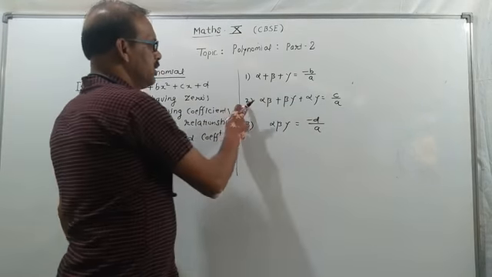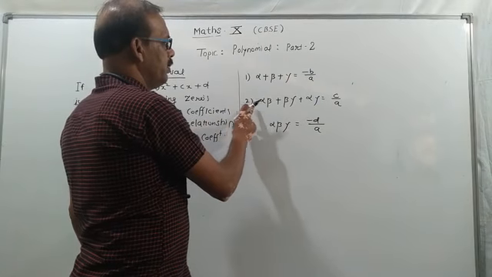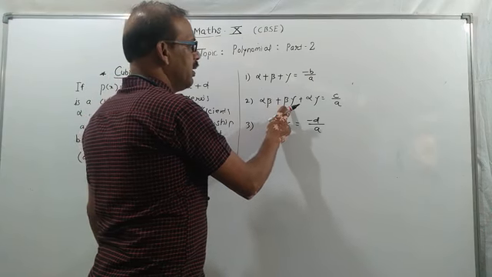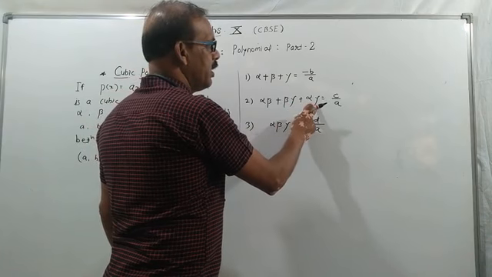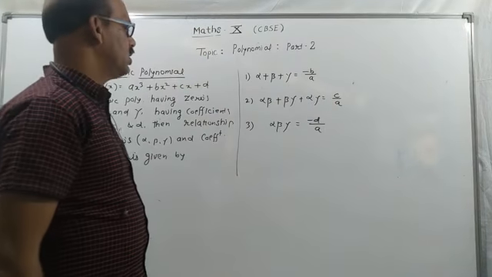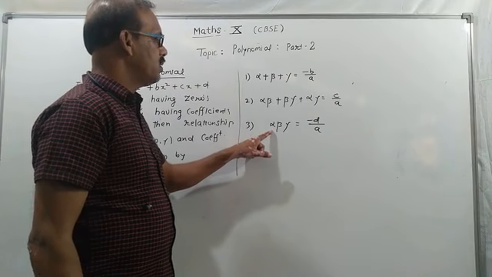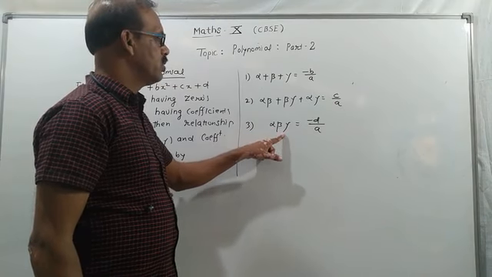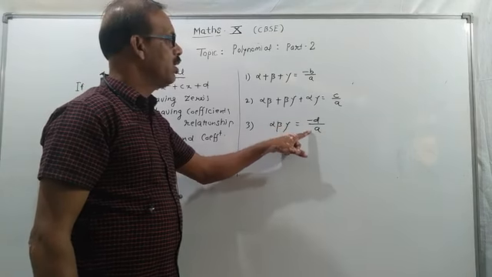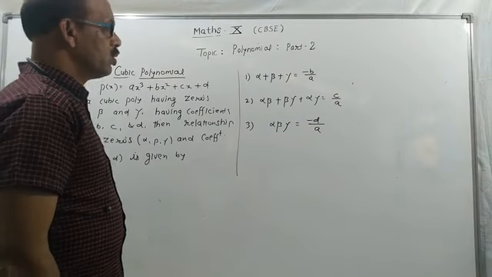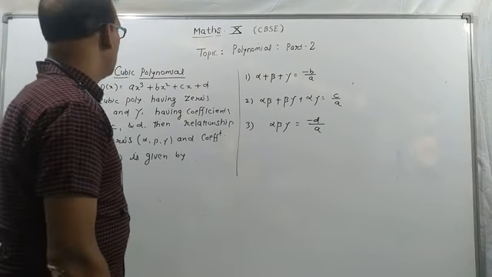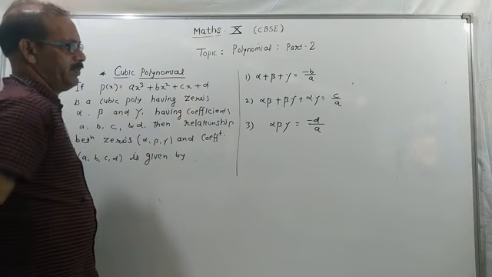The second relationship between zeros and coefficient is given by alpha beta plus beta gamma plus alpha gamma is always equal to c upon a, and the last relation, that is the third one, the product of all three zeros, that is alpha beta gamma, is always equal to minus d upon a. So these are the three relationships between zeros and coefficients for any cubic polynomial.